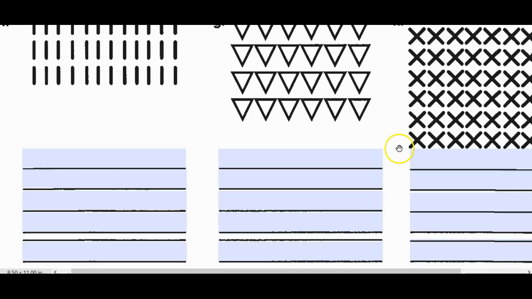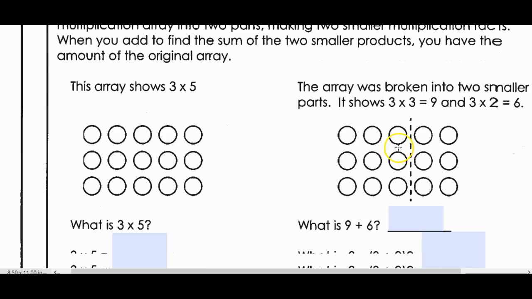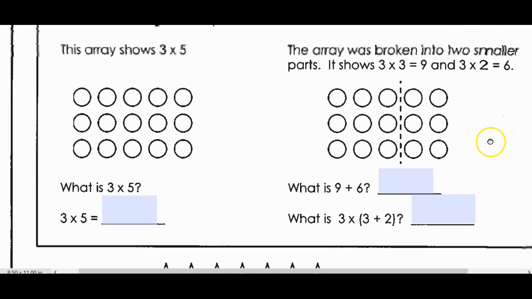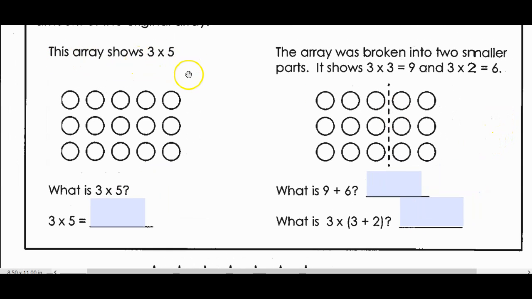All right, let's go to the next page. So look at the example that they give you. It says this array shows 3 times 5. Well, if I count them all, 1, 2, 3, 4, 5, 6, 7, 8, 9, 10, 11, 12, 13, 14, 15. So 15, right? But if they break it apart, they're going to go 9 plus 6, which is also 15. So they took 3 times 3 and then 3 times 2, and then you add them together and you got 15.